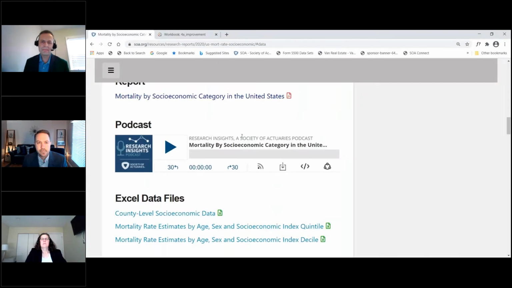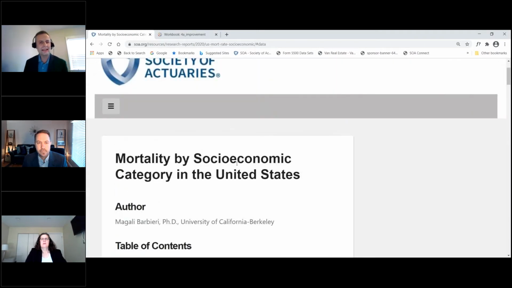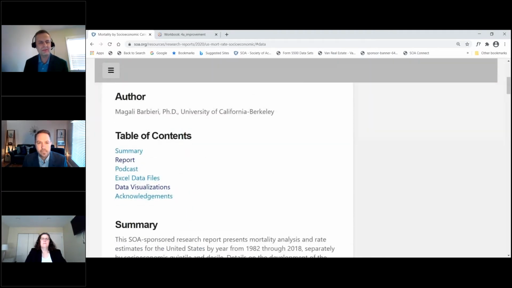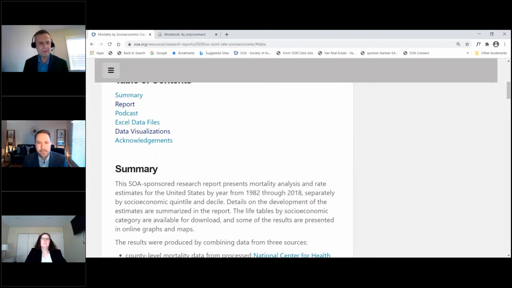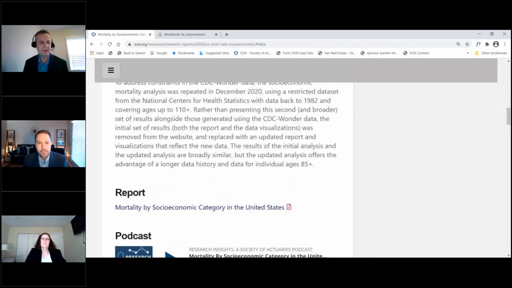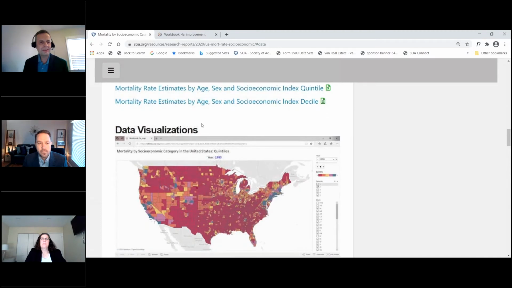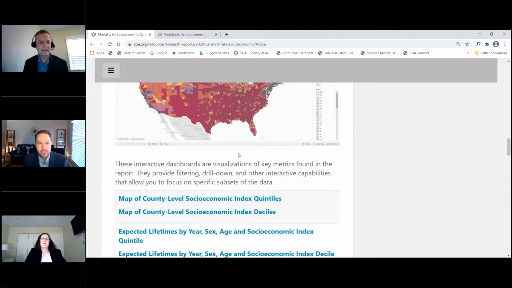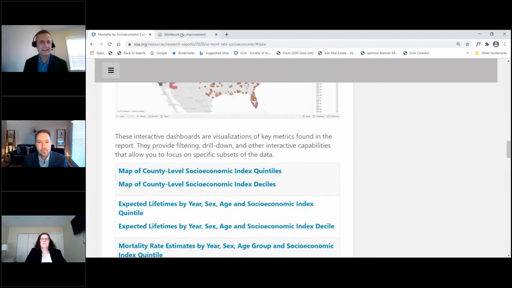To find these tools, just Google SOA Socioeconomic Mortality, and it will take you to a web page that presents the report, a brief summary of the report, a set of Excel data files you can download, and also a set of visualizations written in Tableau. There are about 10 different visualizations. I'm going to share one of those with you today.